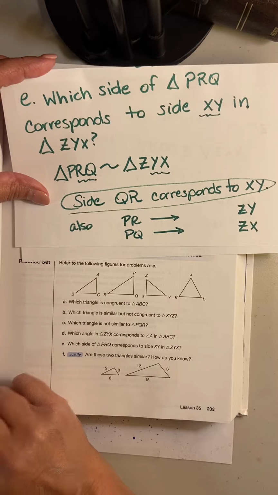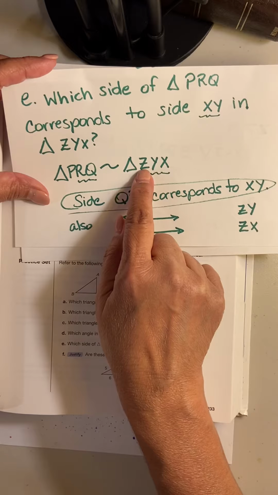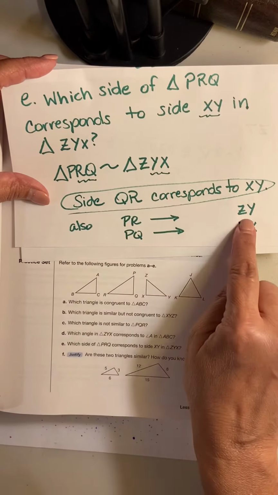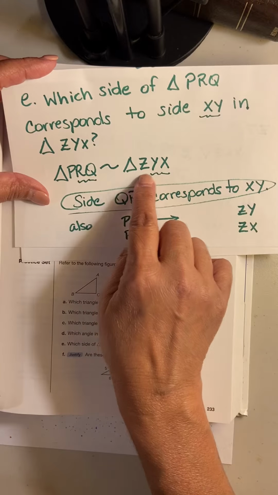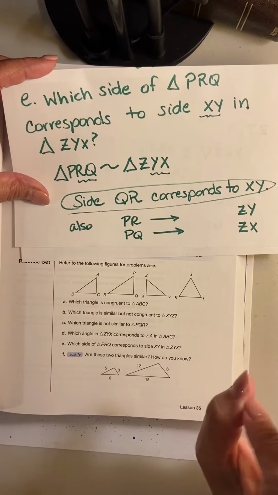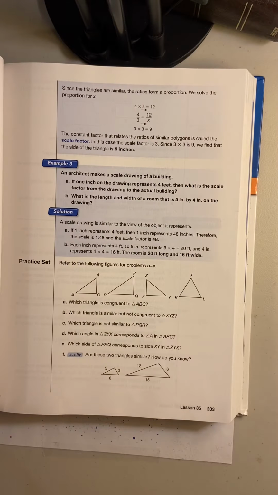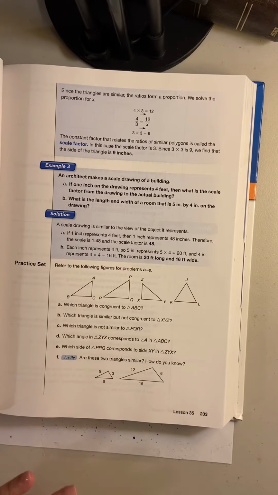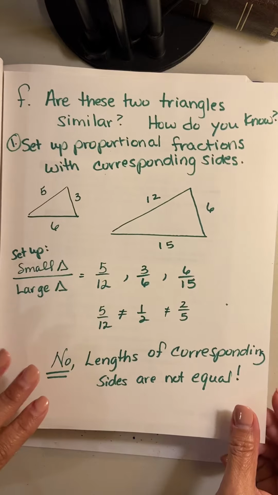They are the same. Then I wanted you also to notice that PR corresponds with ZY, and PQ, these two on the end, corresponds with ZX. That's also important. Okay, now I'm going to go on to F. This is a little bit more intricate a question because it says, are these two triangles similar and how do you know? So I went ahead and set this up in a different picture.